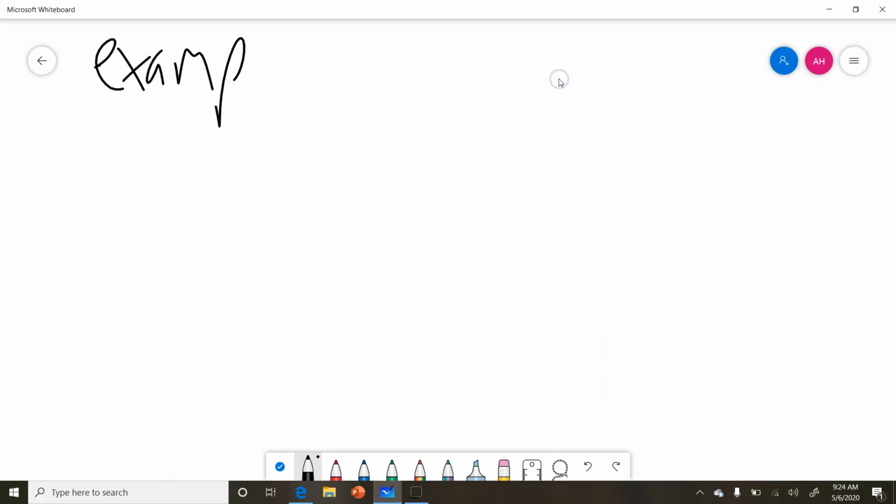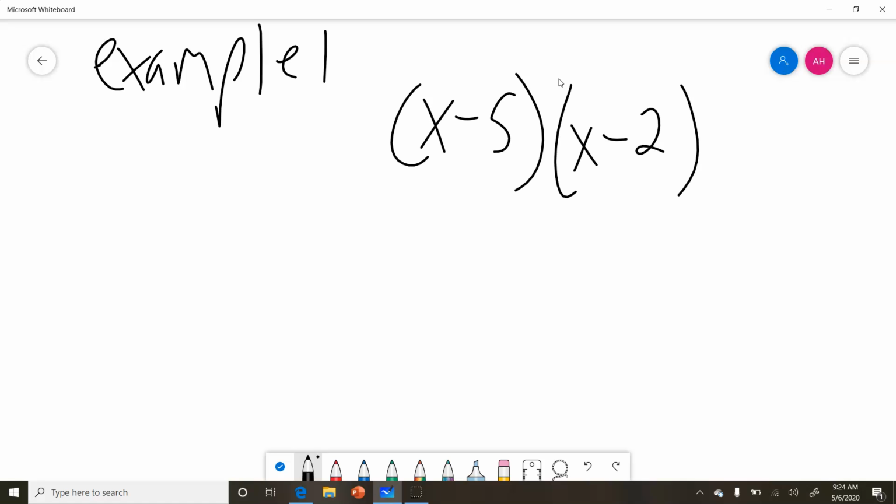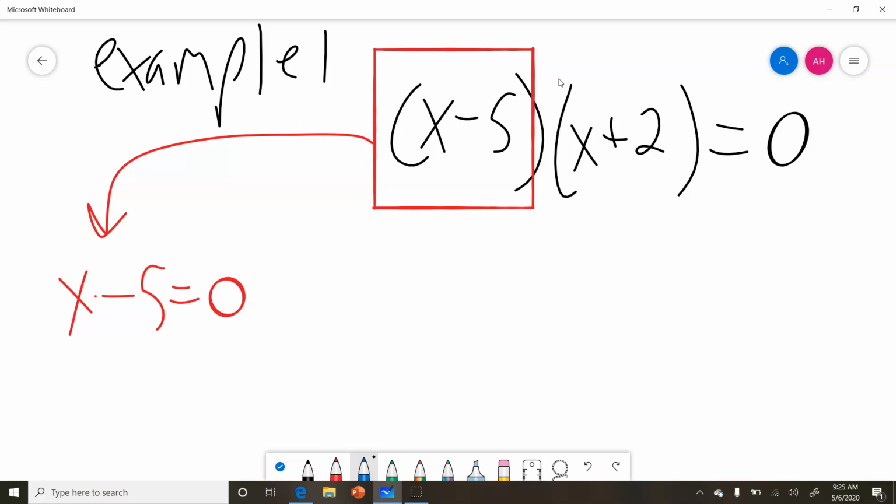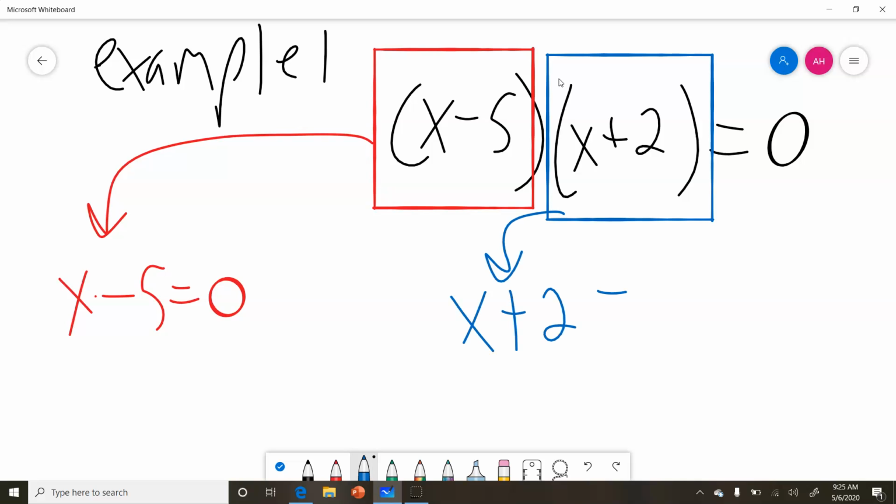Okay, so look with me on their example here, example 1. Let's say that they give us x minus 5 times x plus 2, and they say that equals 0. It's now an equation because it equals 0. All I do is choose one of them, one of the x's, and rewrite this over here, x minus 5 equals 0. Then I choose the other one and rewrite it down here as x plus 2 equals 0.